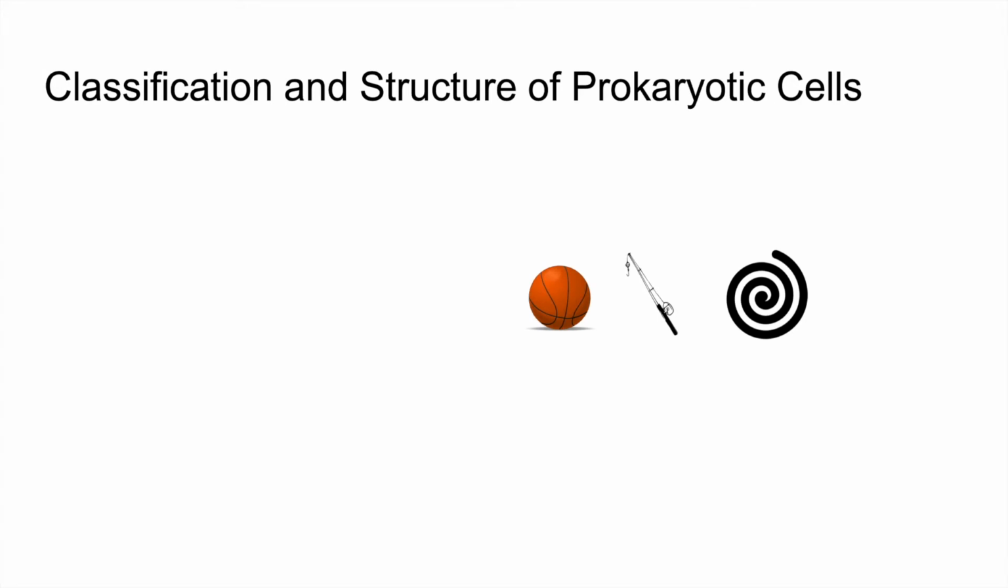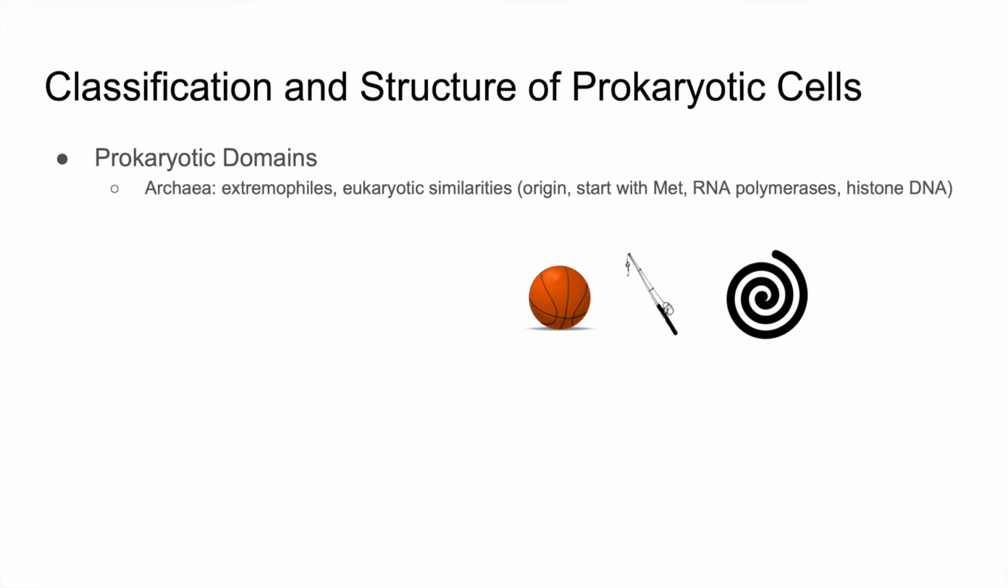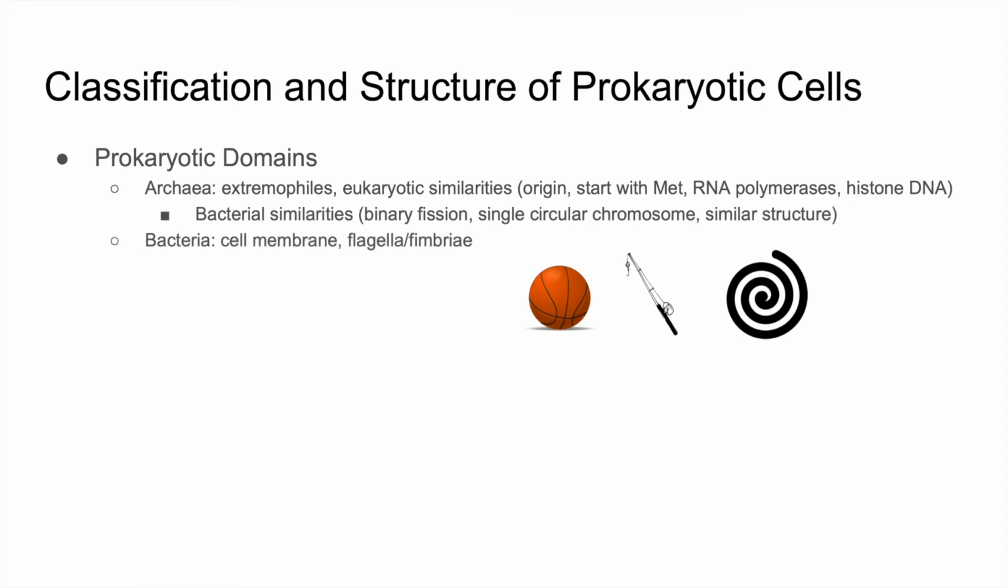Alright, prokaryotic cells are kind of interesting too, so let's explore them. Archaea are kind of the wild card here. They can be extremophiles similar to eukaryotes in evolutionary origin. They begin translation with methionine, and they also connect their histones to DNA. The ways that they're similar to bacteria are that they can undergo binary fission, have one circular chromosome, and just the overall structure is pretty much the same.